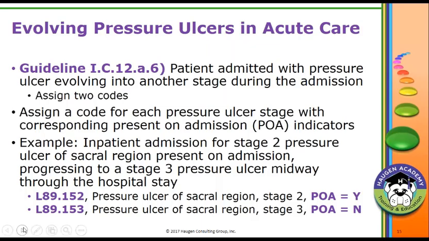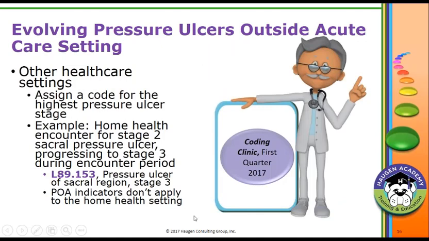There is a little bit of a caveat, though. Let's talk about evolving pressure ulcers outside of the acute care setting. So the patient is no longer in the hospital. They might be in a nursing home. They might be in home health care. But in this case, we are only assigning 1 code, and it will be the code for the highest pressure ulcer stage. In the example I've given, a home health encounter for a stage 2 sacral pressure ulcer progressing to stage 3, during that encounter period, you only code the stage 3.